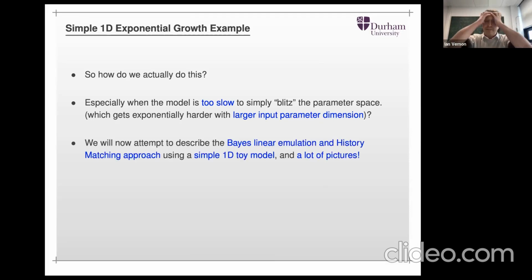So we're now going to attempt to describe the Bayes linear emulation and history matching approach using a simple 1D toy model and a lot of pictures. So hopefully you'll follow the simple 1D case, and then we'll just jump to 22 dimensions for some of the actual disease models. Smoothly, I hope.